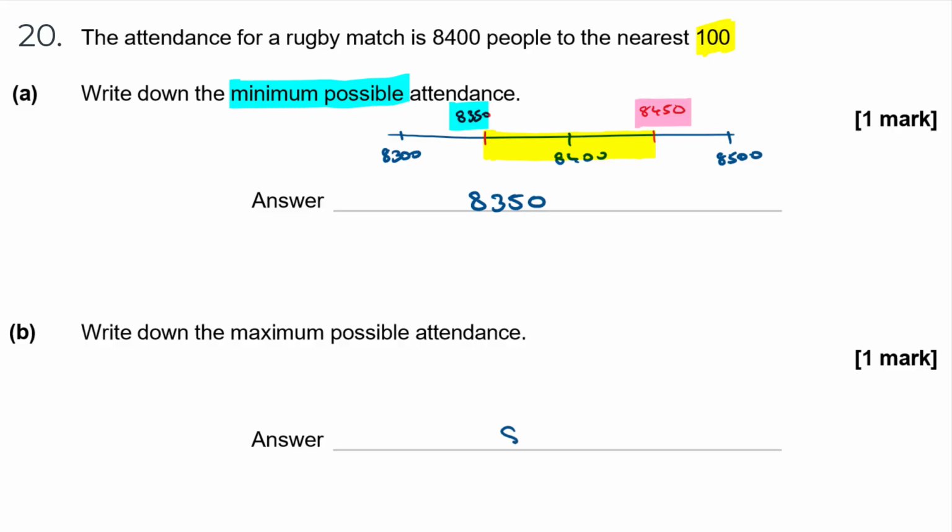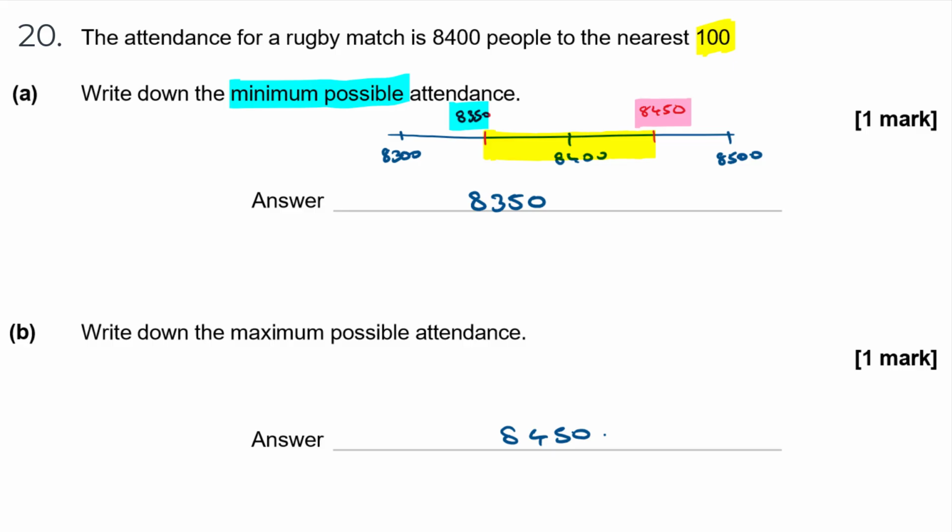So it's going to be 8,450. Well, except 8,450 would actually round up. And because people are made out of discrete things, aren't they? So, you know, you have one person, two people. You don't have 1.175 of a person.